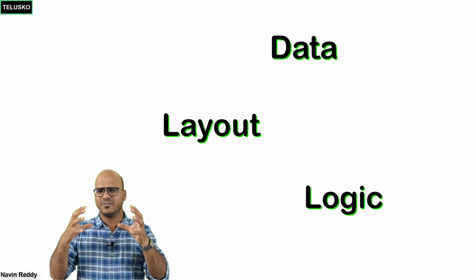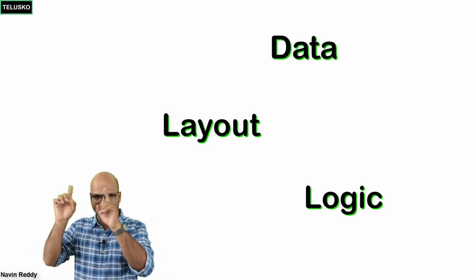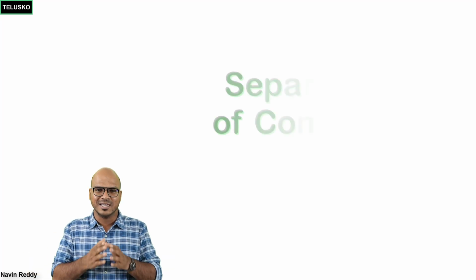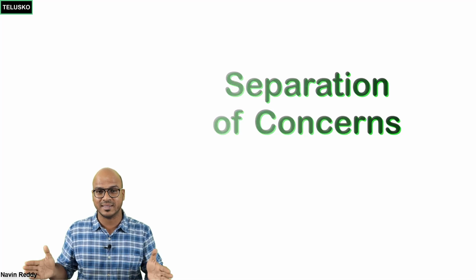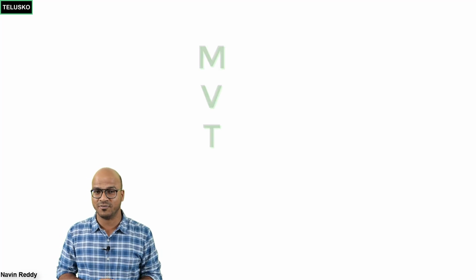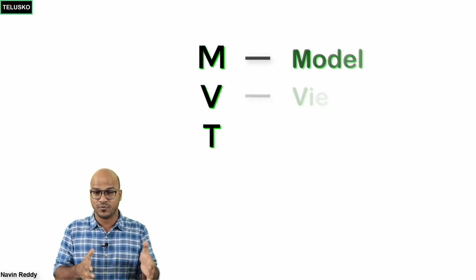In fact, we can write everything in one page. We can build a page where you will have the layout, the data, and the logic. But sometimes it's better to separate those things from one another. In fact, we call that separation of concerns. So we have three concerns, and we are separating them. That's where in software engineering we have different software design patterns. One of them is MVT. So MVT is Model View Template.